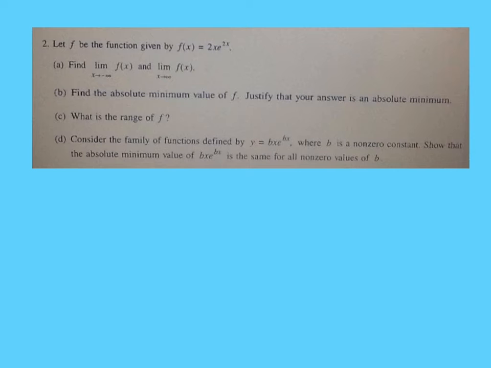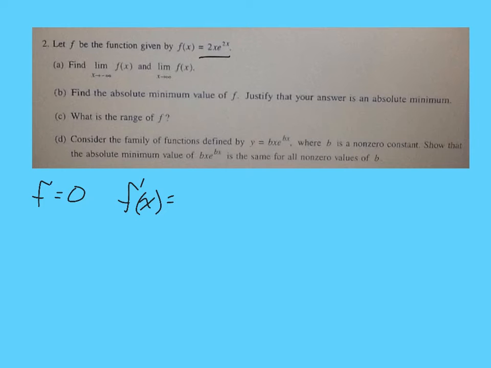Okay, what is the absolute minimum of f? Well, minimums occur when our first derivative is equal to 0. So we have to find our derivative here. We need the derivative of f of x, and I have 2x e to the 2x. So we got a little bit of product rule.